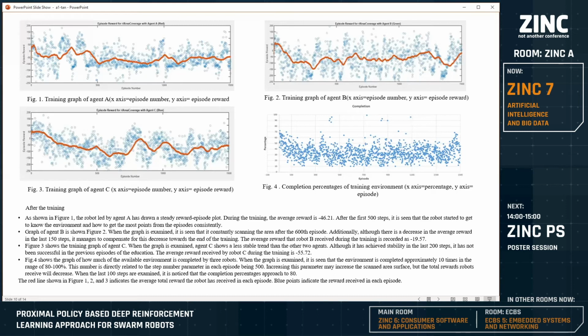The graph of agent B is shown in figure 2. When the graph is examined, it is seen that it is constantly scanning the area after the 600th episode. Additionally, although there is a decrease in the average reward in the last 150 steps, it managed to compensate for this decrease. Towards the end of training, the average reward that robot B received during the training is recorded as minus 19.57.